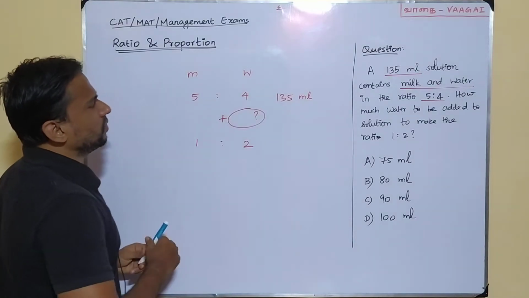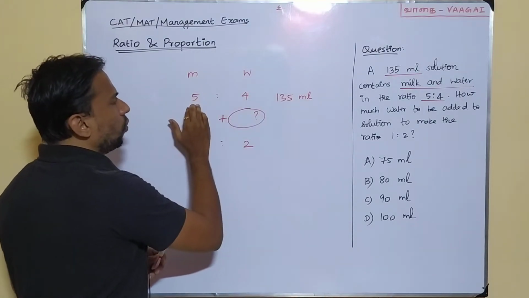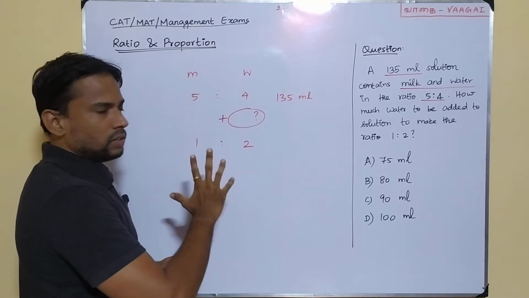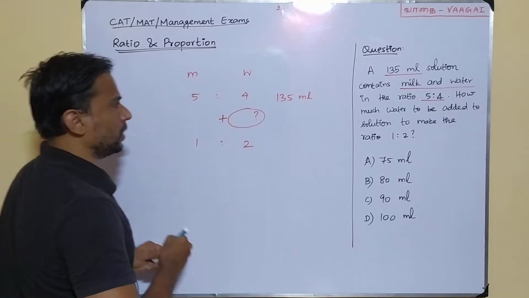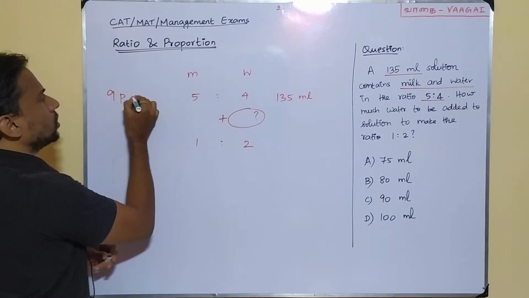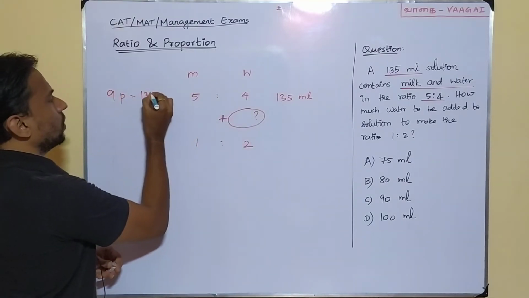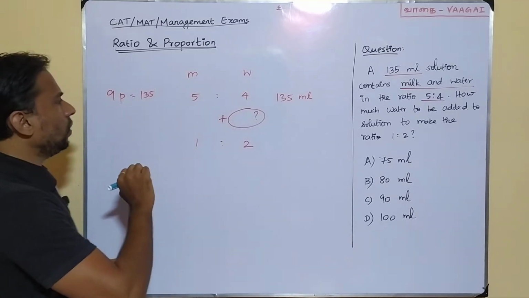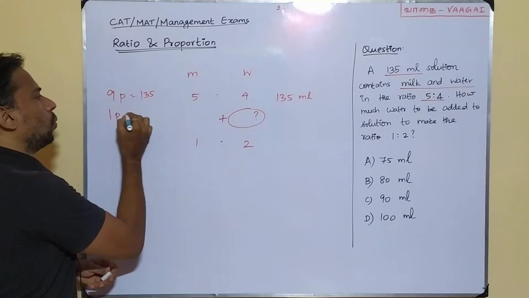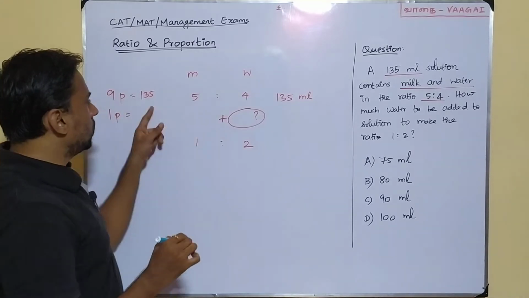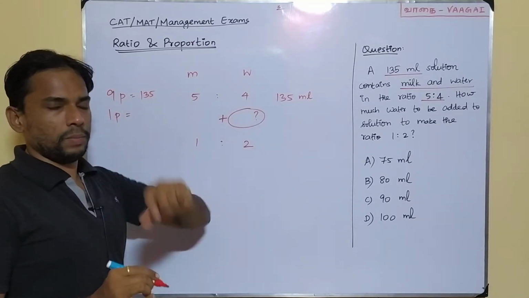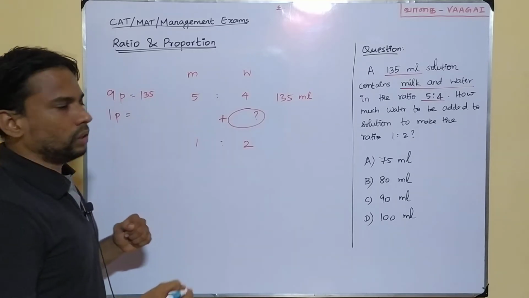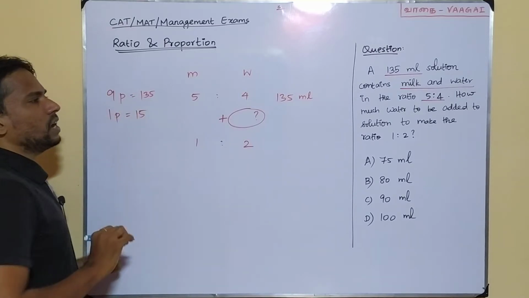How can we tell it? It's going to be very easy. See here, we have got 5 and 4. So milk is 5 parts and water is 4 parts. That means totally 9 parts is equal to this 135. So if 9 parts is 135, what can we tell about 1 part? 1 part will be nothing but 135 divided by 9. We can easily divide it, because 9 15s are 135. So in that case, 1 part will be 15 ml.